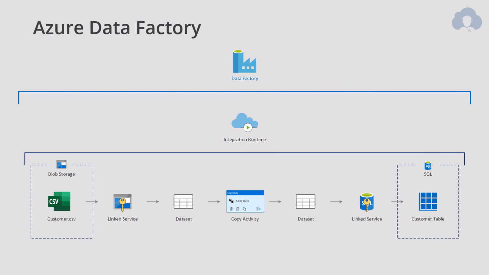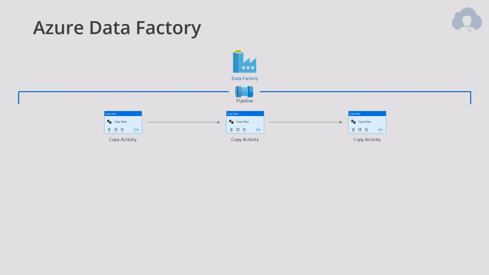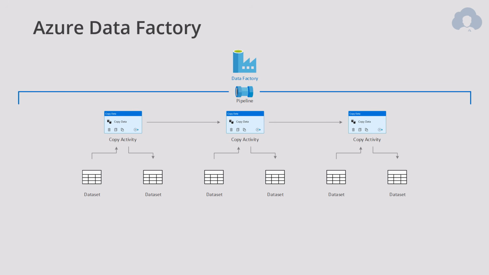Of course, you can run multiple jobs in something called a pipeline. So the pipeline can be one copy activity, although usually it is more than one. Usually you copy data multiple times, but when you do that, you just need to remember that underneath each copy activity, there's always gonna be two datasets. One is a source dataset and another is a sink dataset.